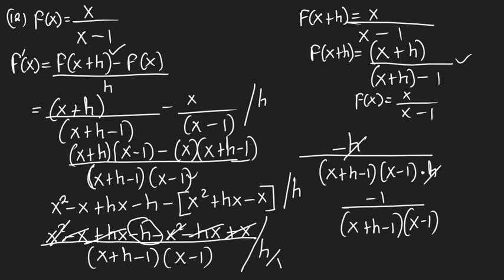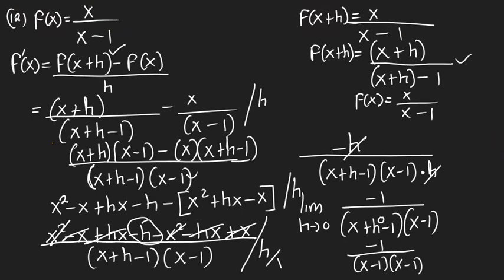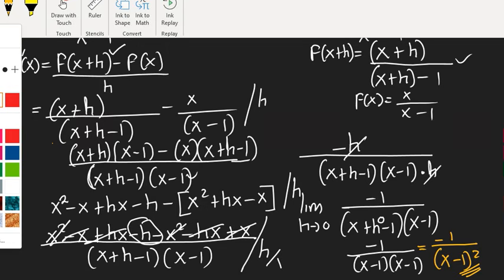When you reach here, you take the limit as h is approaching 0. You discover that you're going to have negative 1 over, if you put 0 here, x minus 1, then x minus 1. And then your final answer is going to be negative 1 over x minus 1 to the power 2. That is how you solve this particular question. Let's try to wrap the board. We solved something interesting.